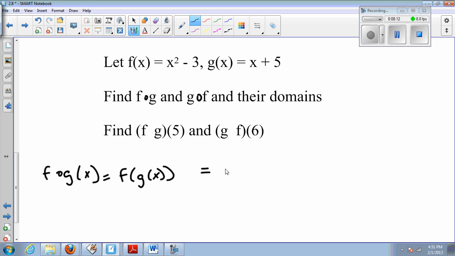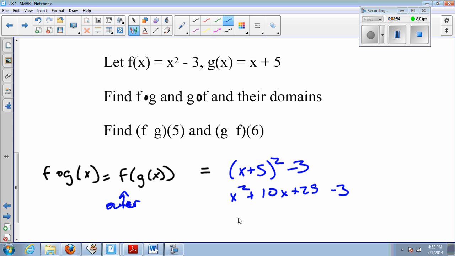So wherever we see an x in the outer one, such as x squared minus 3. So this is the outer, and g of x is inside. So g of x is going in for x. So instead of x squared minus 3, we're having x plus 5 squared minus 3. So we would FOIL this: x squared plus 10x plus 25 minus 3. So f of g of x is x squared plus 10x plus 22.